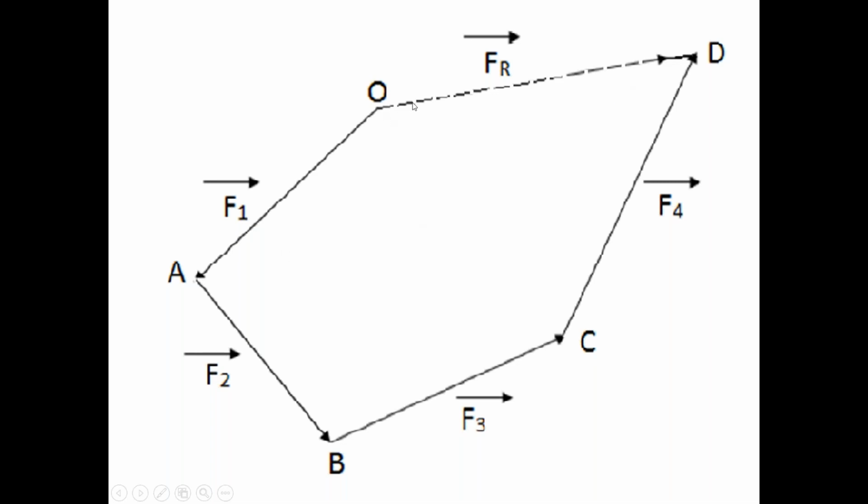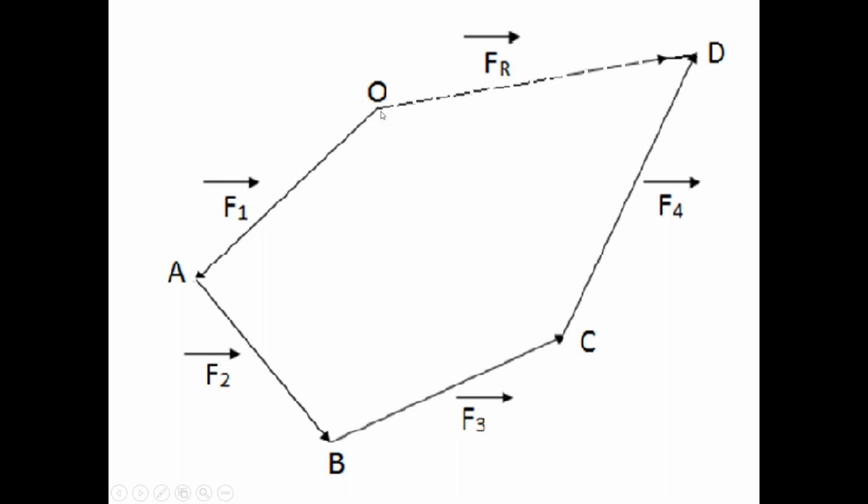So the closing side of the polygon, this is an open polygon. Point O is the starting point, point D is the ending point. They are not coinciding with each other. Since they are not coinciding, the polygon OABCD is an open polygon. In that open polygon, the line OD from the starting point to the ending point is called the closing side of the polygon. Indicate the direction on the closing side. This direction is opposite to all the remaining directions.